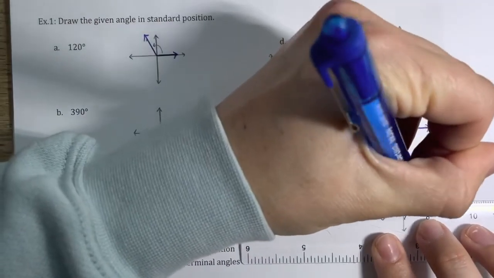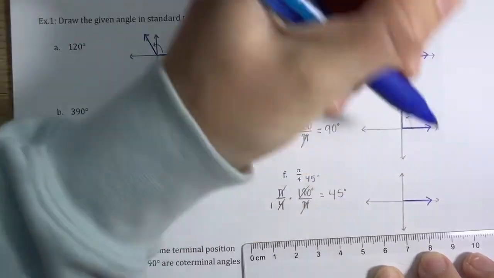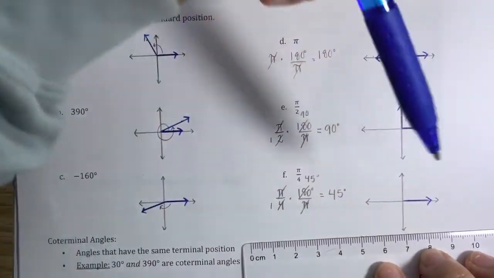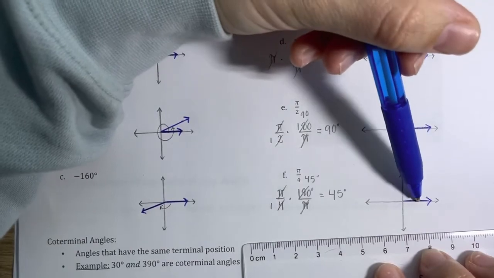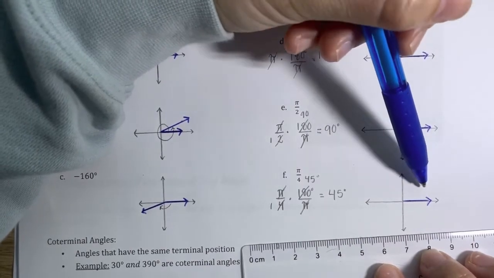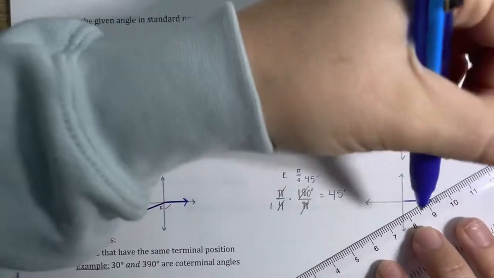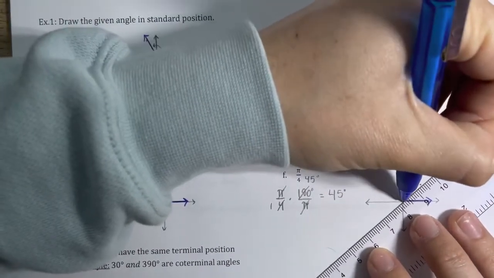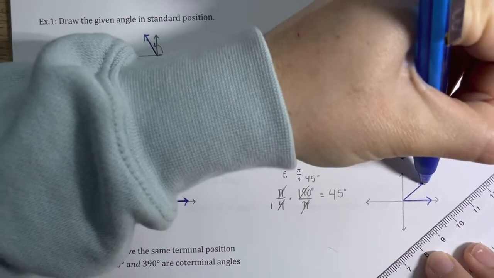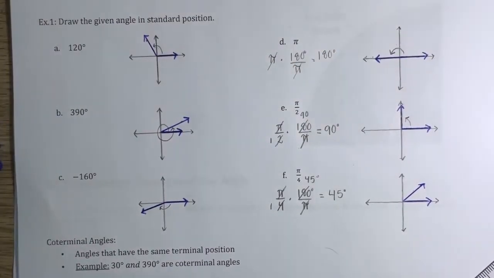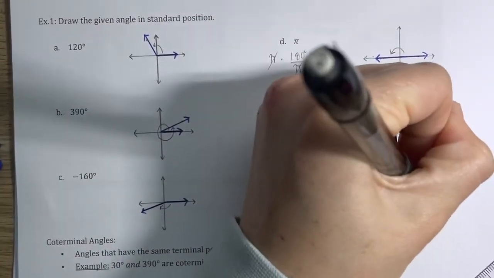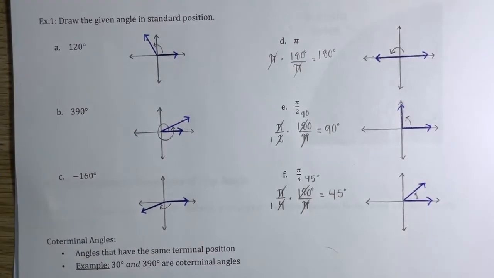So my initial side, and then if I want to go 45 degrees, so 45 is just half of 90. So if up here is 90, I want to go halfway, so about right in the middle of the first quadrant. And then we're rotating counterclockwise because it's a positive angle.